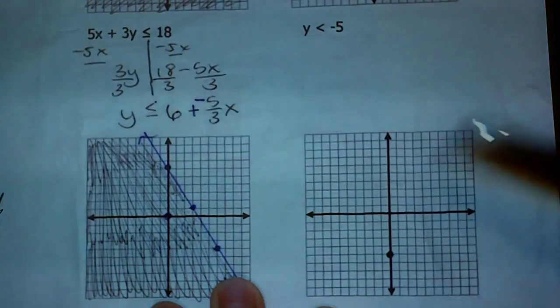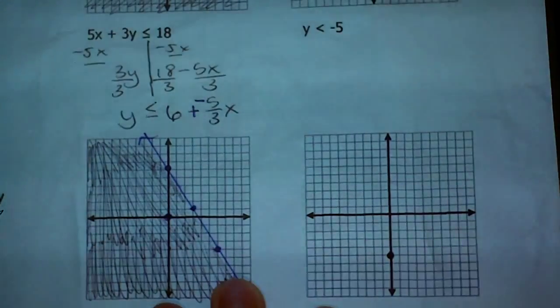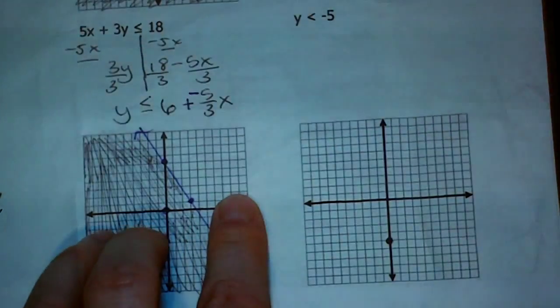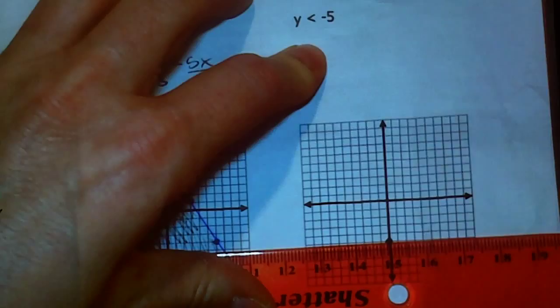And now I have to decide solid line or dashed line. y is less than -5. It means it can't be -5. That means I need a nice little dashed line. So set up your ruler. We're going to make dashes.